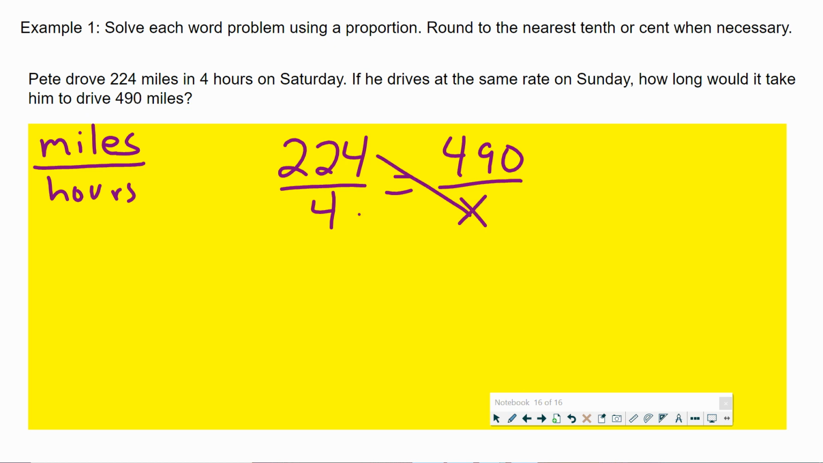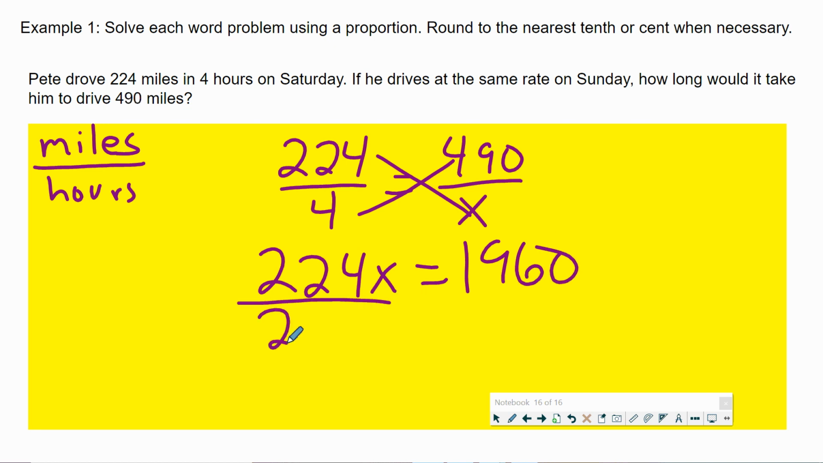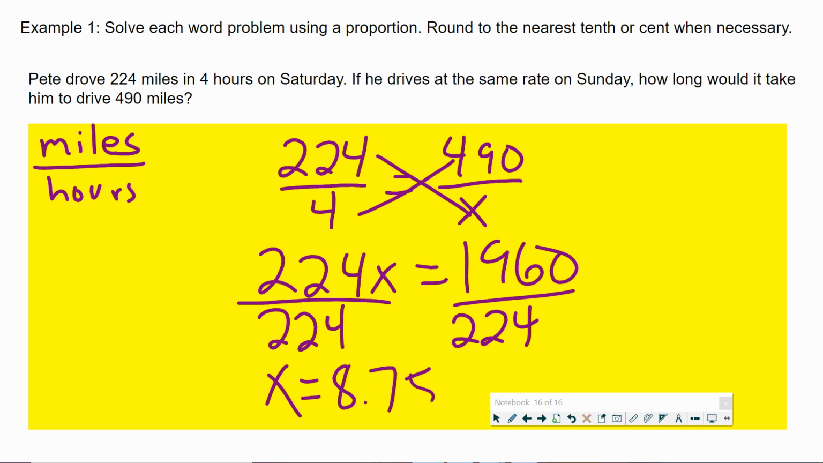So we cross multiply, I get 224X equals 1,960. Divide both sides by 224. I get 8.75. Since it's a word problem, I have to write a sentence. And I could round, it tells me to round to the nearest tenth. So I could make that 8.8. Since it came out to an even hundredths place, it would be okay if you left it 8.75.